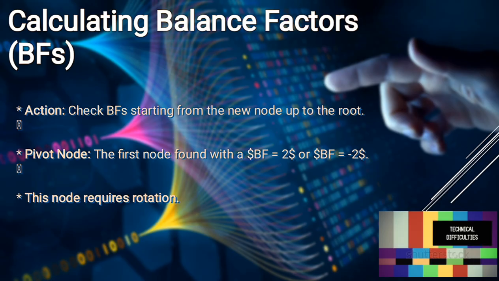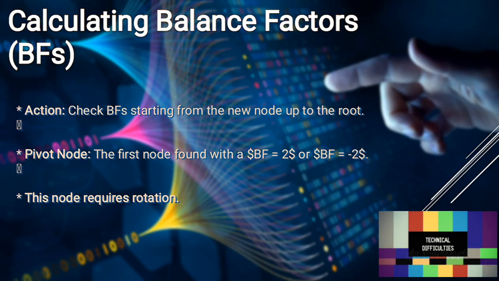Let's talk about the core concepts in AVL trees. The first one is calculating balance factors, or BFs. The second one is node topologies, or unbalanced types. Now let's see what BF is.